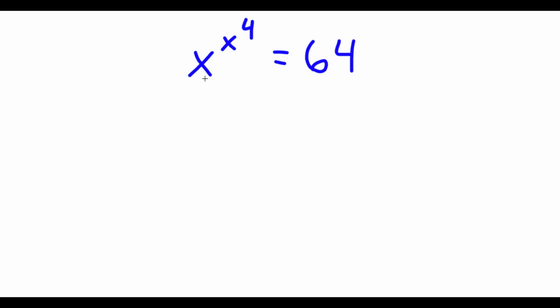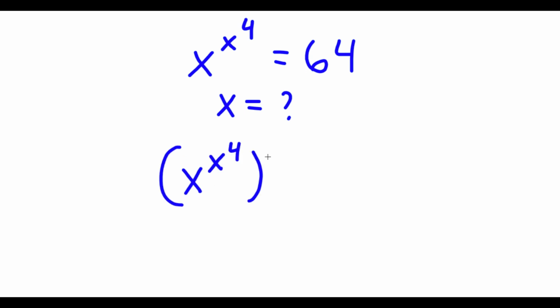Alright, so in this problem, I have x to the power of x to the power of 4 is equal to 64. So I need to find the value of x here. For my solution, I'm going to first start by taking the power of 4 on both sides. So now I have x to the power of x to the power of 4 to the power of 4 is equal to 64 to the power of 4.